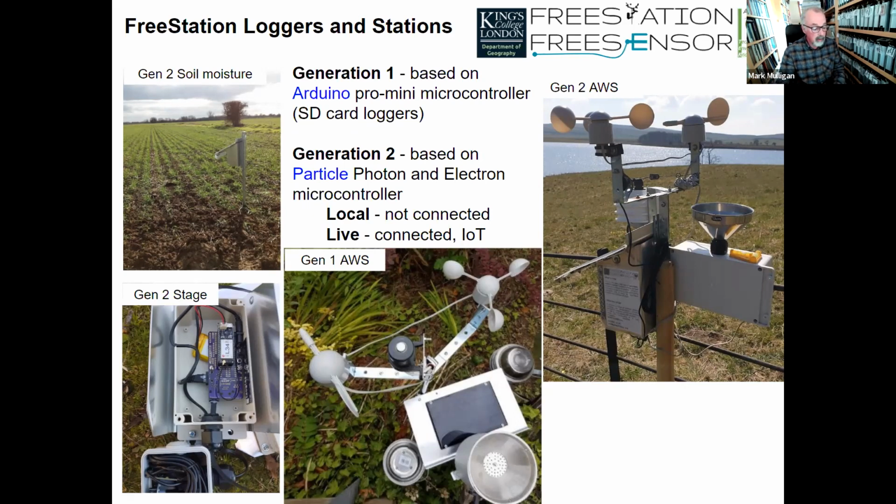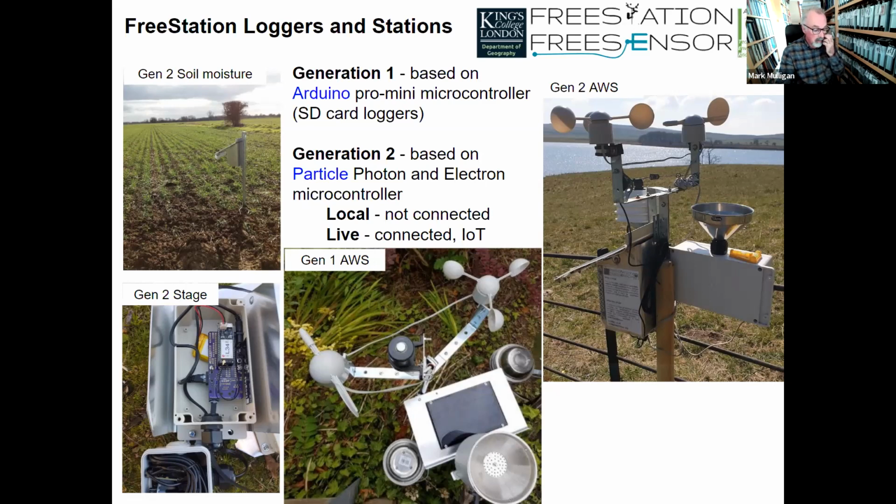Generation 2 are based on an Internet of Things set of microprocessors called particles, photons and electrons. The photons are Wi-Fi connected, but don't have to connect at all to Wi-Fi if it's not available. They can also write to SD card. The electrons use the GSM telephone network.